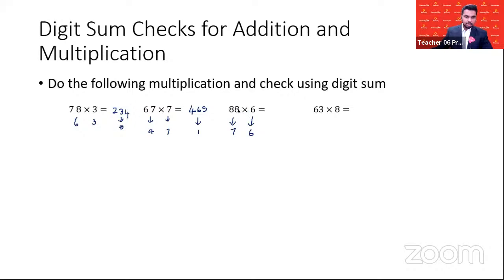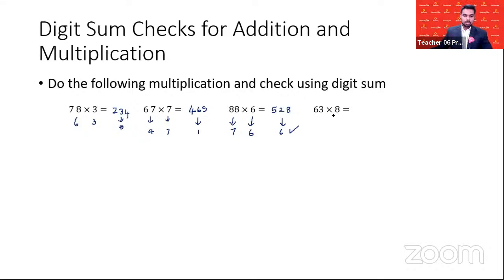Now let us find the answer for this. Do 90 times 6, that is the closest base to 88. So 90 times 6 is going to be 540. 540 minus 12, which is equal to 528. So does 528 have a digit sum equal to 6? That is the check. So this adds up to 15. So the digit sum is again equal to 6. So this is satisfied by the sanity check.